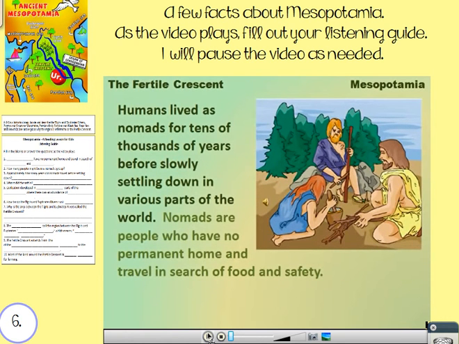Humans lived as nomads for tens of thousands of years before slowly settling down in various parts of the world. Nomads are people who have no permanent home and travel in search of food.